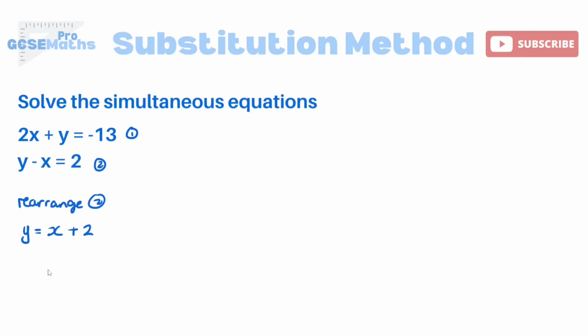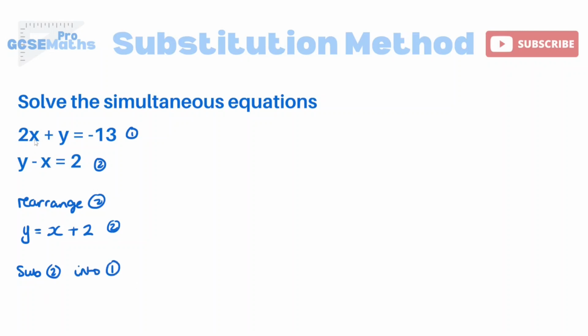Now I can carry on with exactly what I did before. So now I can substitute this into equation 1. Obviously, if you rearrange equation 2, you have to substitute it into equation 1, right? You can't rearrange it and substitute it into itself, okay? So I'm going to rearrange it and substitute it into the other one. So this is still equation 2, isn't it? I've just rearranged it. Equation 2 into equation 1.